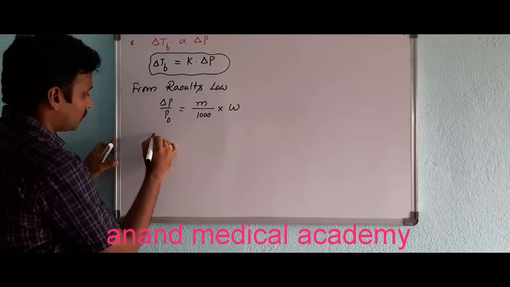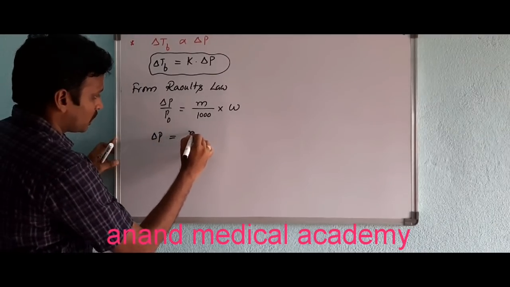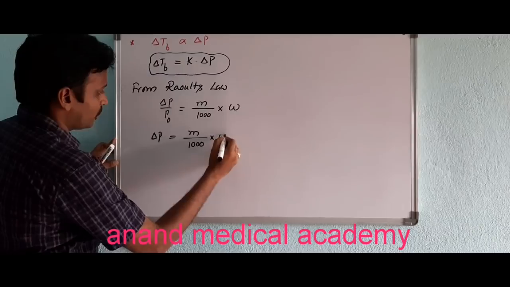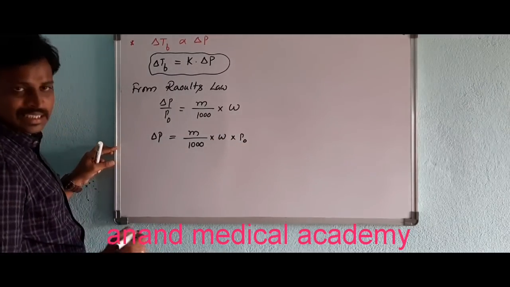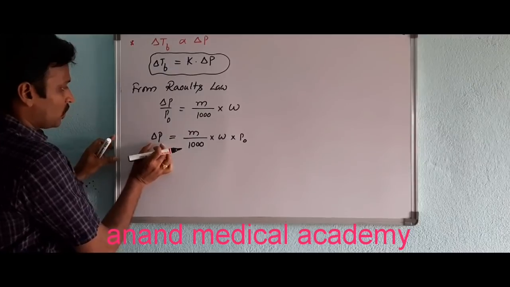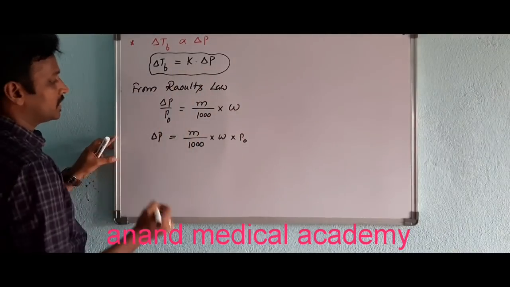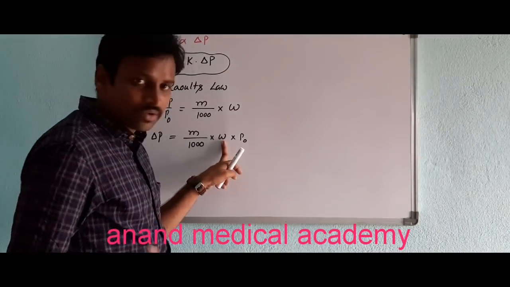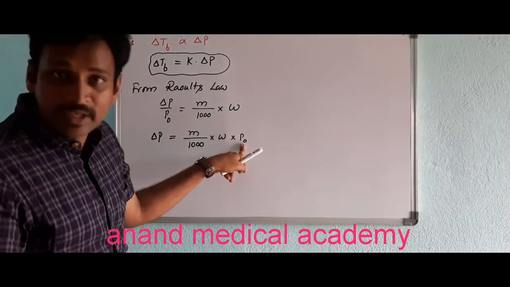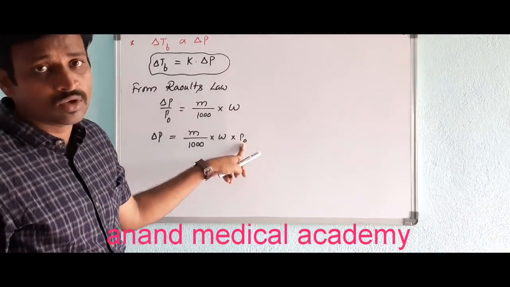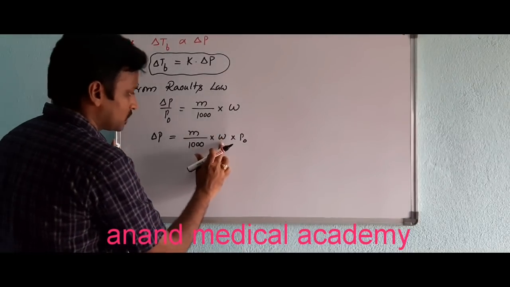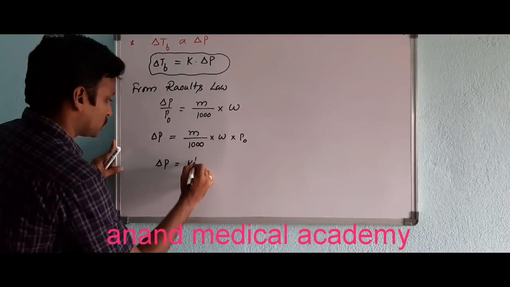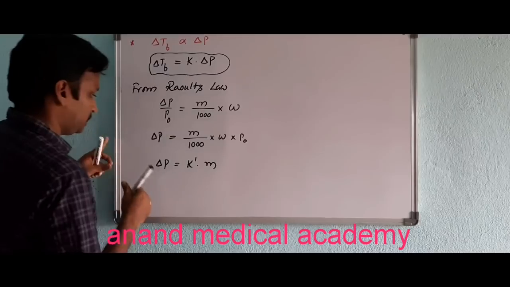What exactly is delta P now? Delta P is equal to M by 1000 into W into P naught. In place of delta P, if I substitute all these things here: 1000 is constant, the gram molecular weight of solvent for a particular solution is constant, and P naught, the vapor pressure of pure solvent, is always constant. So I can write delta P is equal to some constant K dash into molality.